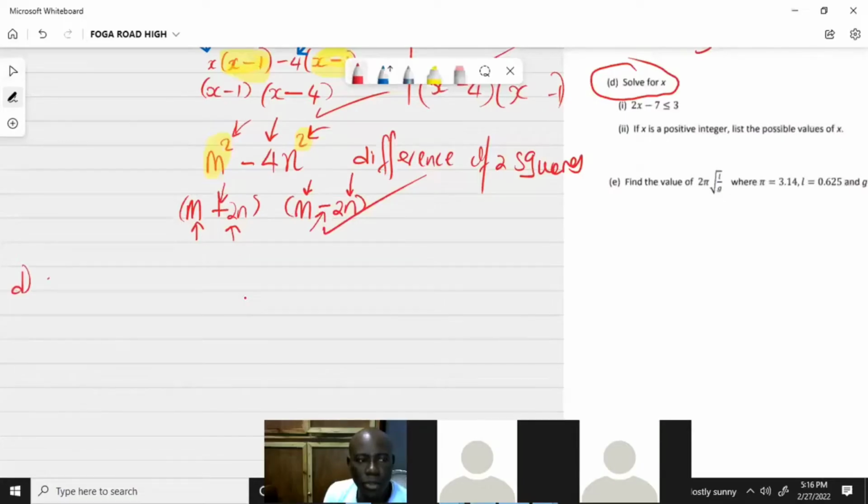The question says 2x minus 7 is less than or equal to 3. I would say that when a lot of people see this, they think it's a difficult task. It's not. There is what we call an inequality there. It's called an inequality because it's not an equation. So it's an inequation because of this symbol right there.